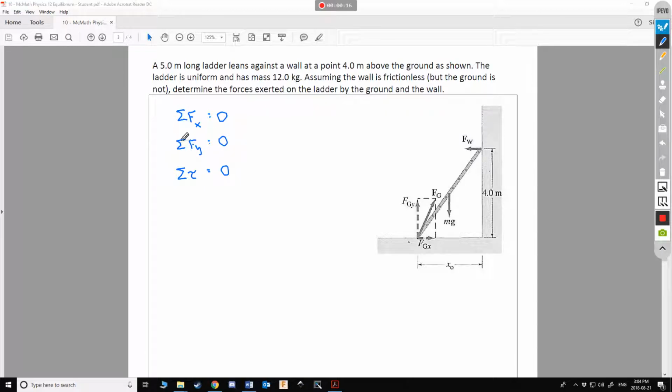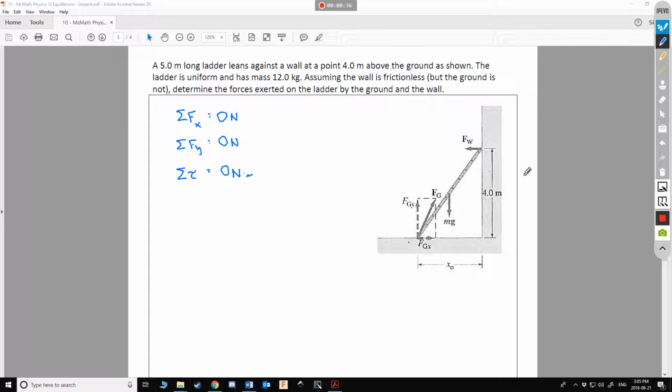So we must remember that for translational equilibrium, the sum of the forces in the x direction must equal 0 newtons. The sum of the forces in the y direction must also equal 0 newtons. And the sum of the torques must be equal to 0 newton meters. All these must be true for equilibrium to exist.